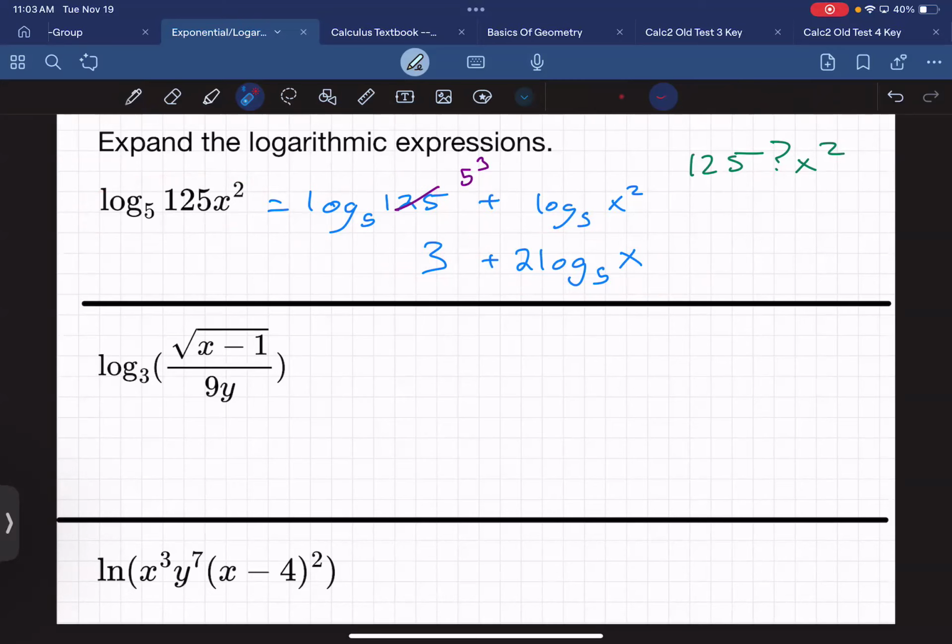Okay, 125 here is a power of 5. Does everyone see that? But if I put 75 there, it gets messy. How many times does 5 go into 75?